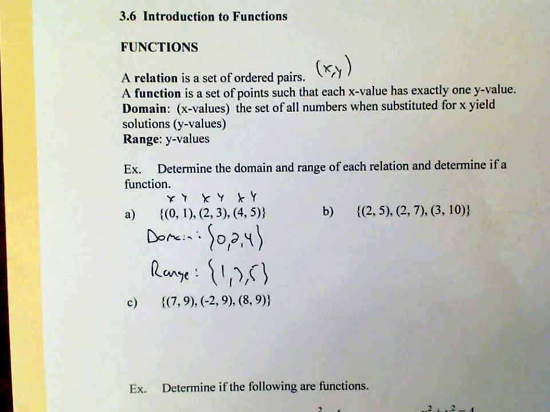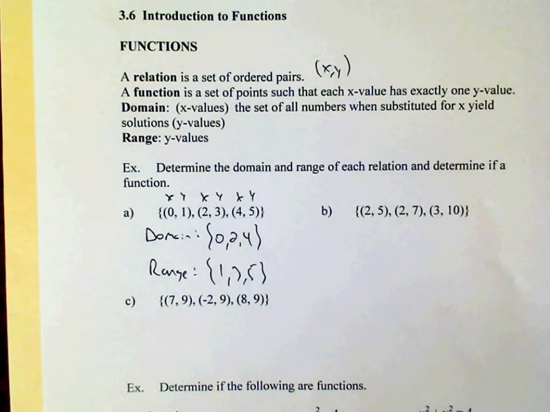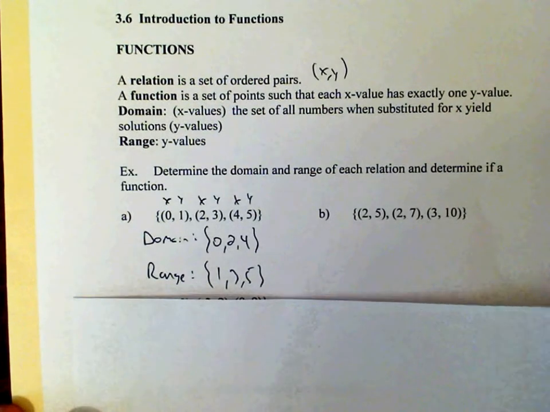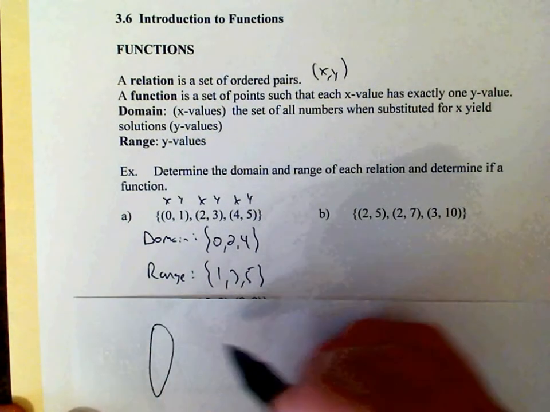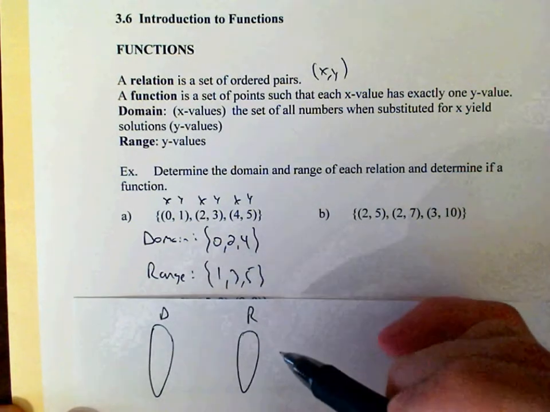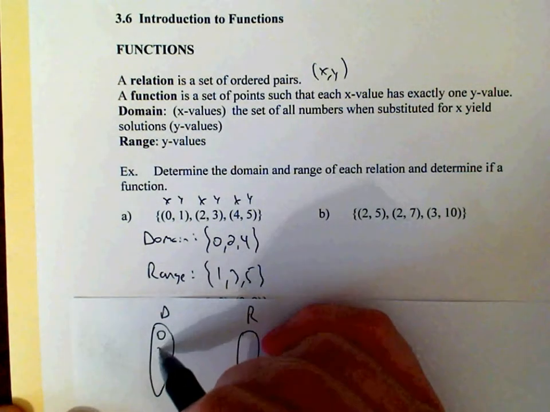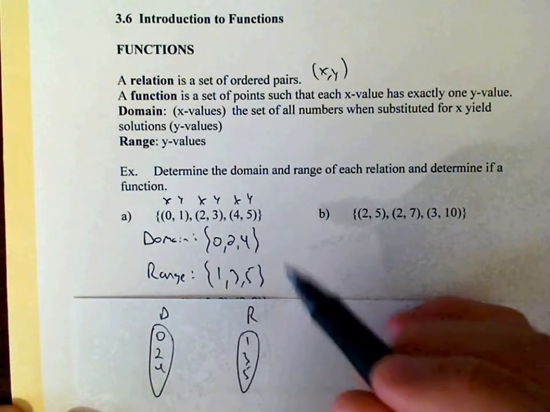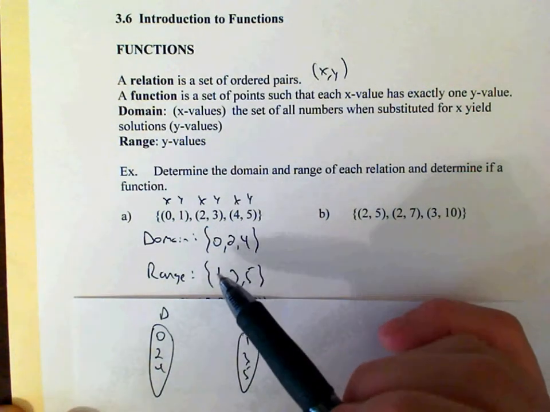Now, to determine if it's a function or not, I'm going to use something called mapping notation, and this actually does make this a lot easier to understand. So what I'm going to do is just draw a couple of ovals. I'm going to call the first one domain, the second one the range, D and R. I'm going to throw in the x values for the domain and the y values for the range. Now I'm going to draw a line connecting the correspondence.